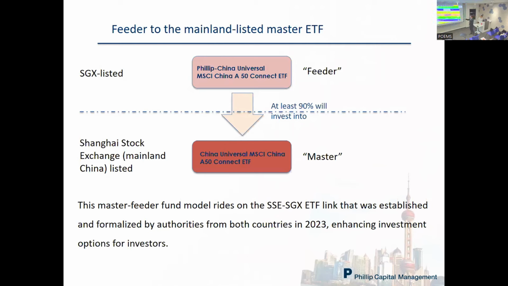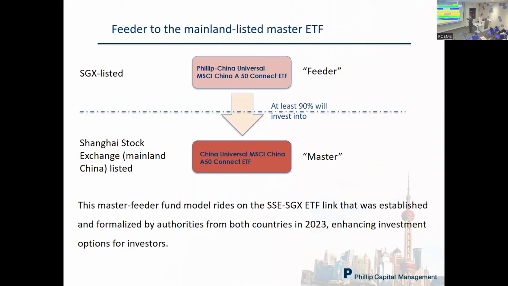Basically how it works is the one that we are looking at, the Phillip China Universal MSCI 50 ETF, primarily invests into the master that is listed on the Shanghai Exchange. This is this one here. It is through this ETF link that is established between SGX and mainland China. SGX and MAS have been working hard to ensure that investors are able, through such an ETF link, to invest into China A shares through ETFs. So we are actually using this ETF link that was developed by SGX and MAS last year.